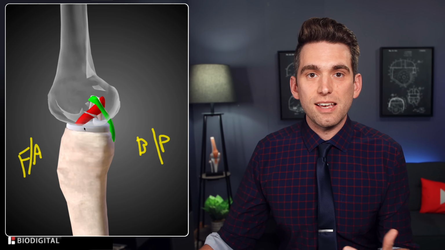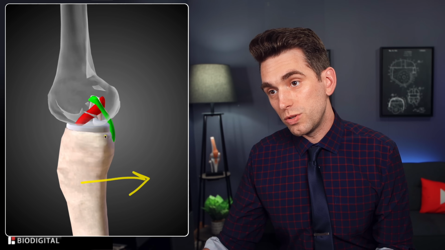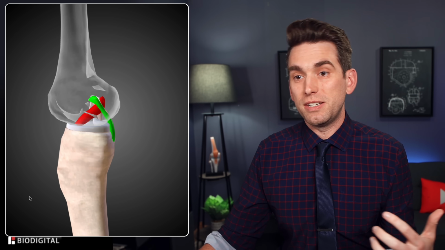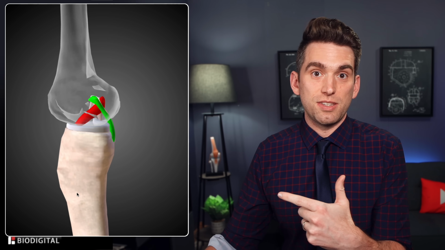So what the PCL is doing is it's preventing the tibia from moving posterior relative to a stable femur. These happen a lot in car accidents. Whenever somebody's shin slams into the dashboard, the femur and the knee want to keep going forward, the dashboard comes in and hits, pushes the tibia backwards, and potentially tears the PCL.